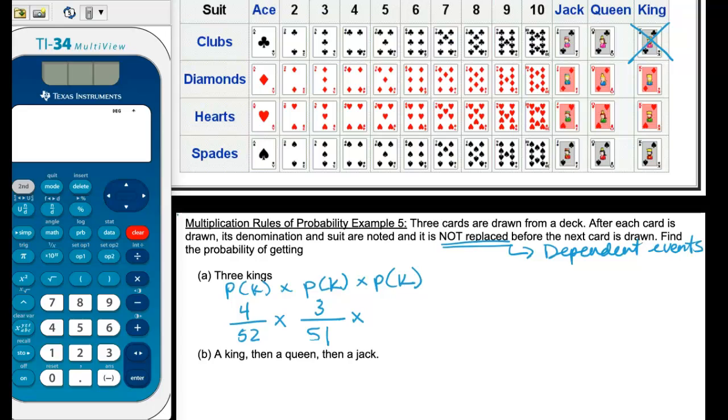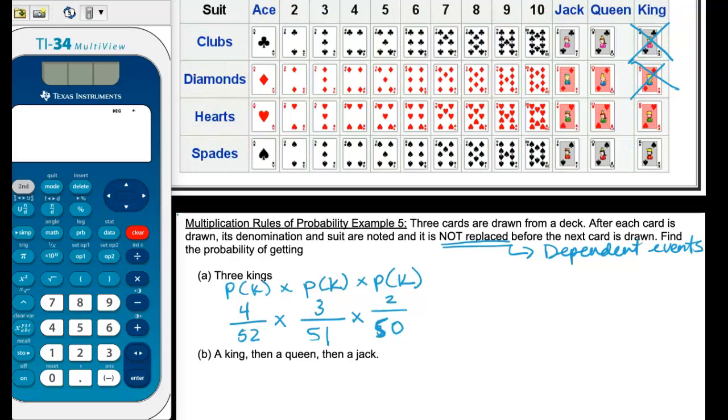Then for my third pick, I'm going to assume I picked a king the second time, so I cross that off, and now I only have 2 kings left and 50 cards in the deck. And so see how my denominator goes down each time because I'm picking a card and not putting it back. My numerator is decreasing because I keep choosing to pick a king, and so the kings are decreasing each time.